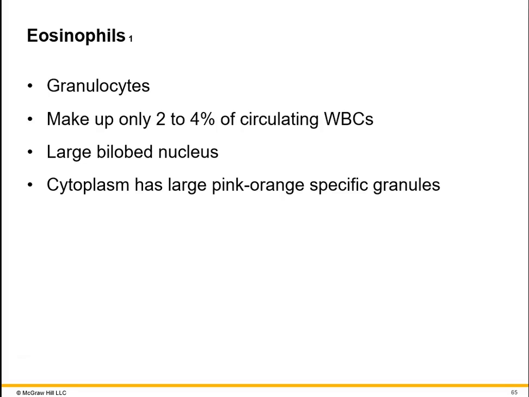And if you need some help remembering that order of abundance of those white blood cells, "Never let monkeys eat bananas" is a good way to remember that order of abundance. So never, again, is neutrophils, let is your lymphocytes, monkeys is your monocytes, eat, that's your eosinophils, and then bananas is your basophils. So that's a nice little way to remember that order of abundance. But again, eosinophils are going to be the second least abundant type of white blood cell.